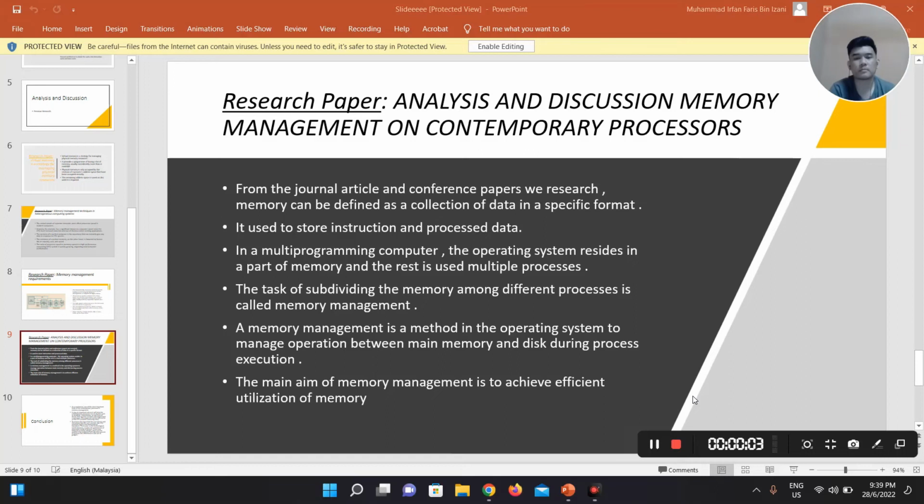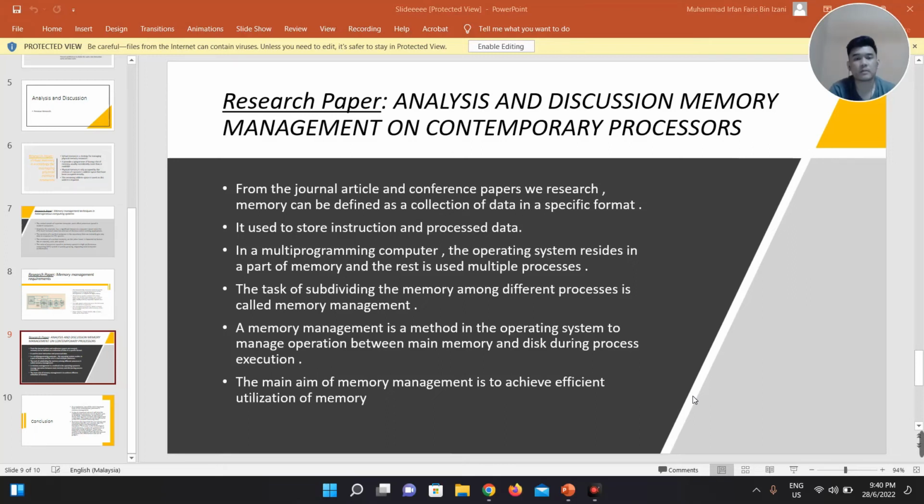Assalamualaikum. My name is Muhammad Irfan Faris Bizani. My matric number is CE190022. Today I will present the analysis and discussion for memory management on the contemporary processor. From the journal articles and conference papers we researched, memory can be defined as a collection of data in a specific format. It is used to store instructions and process data.